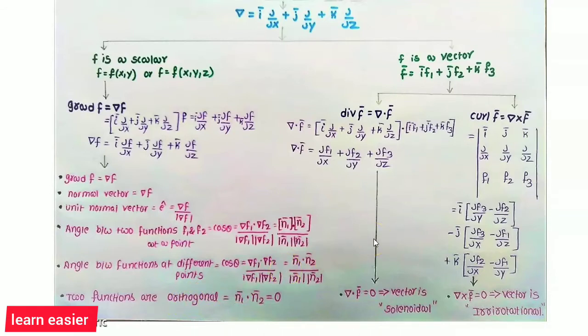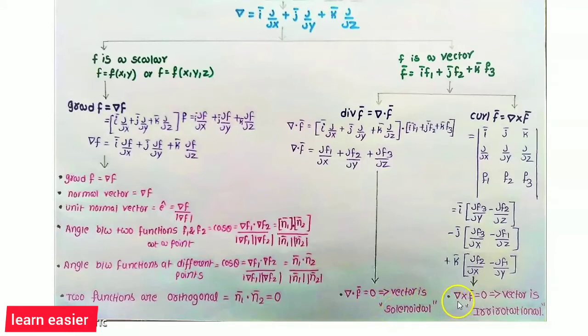Here we get a problem like: check whether the vector is solenoidal or not. Then we have to calculate del dot f bar equal to 0. That means we have to calculate del dot f bar. If we get the answer 0, then we confirm that the vector is solenoidal. If we do not get 0, that means any other value, then that vector is not a solenoidal vector.